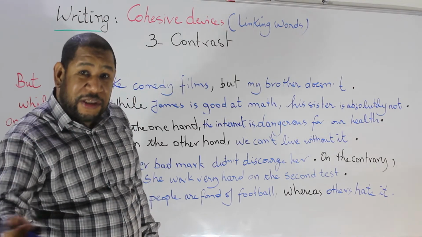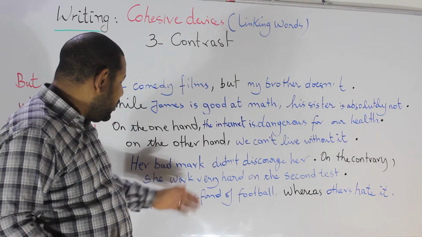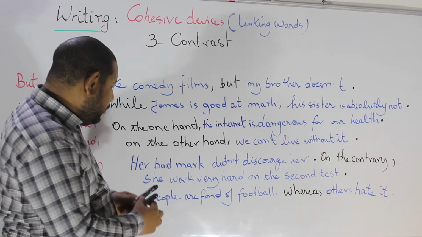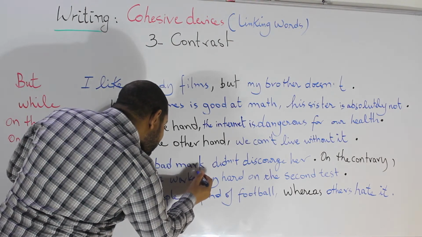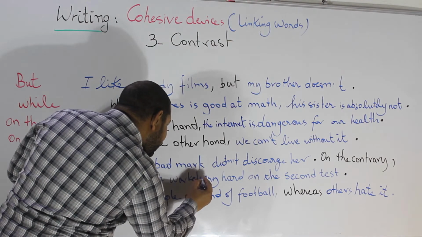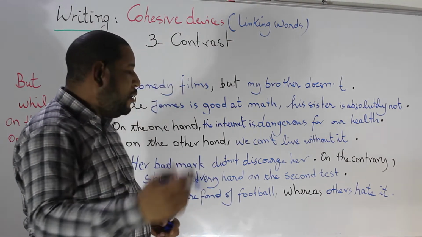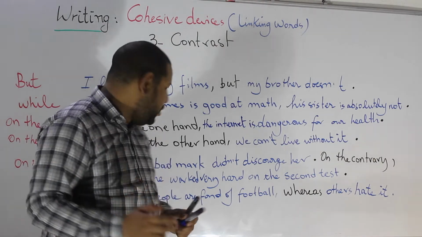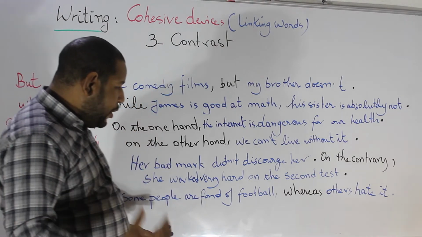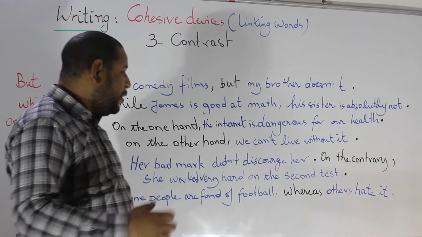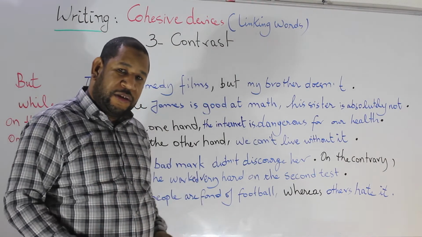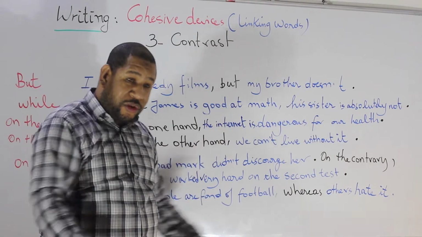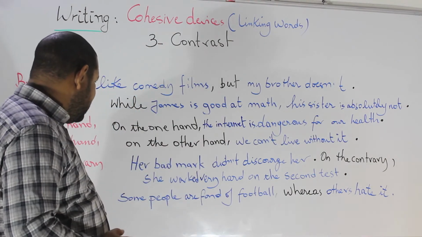On the contrary, she worked. This is a simple past. She worked very hard on the second test. On the contrary, she worked very hard on the second test, which means she didn't get discouraged, but she even worked more. That's what we mean here.